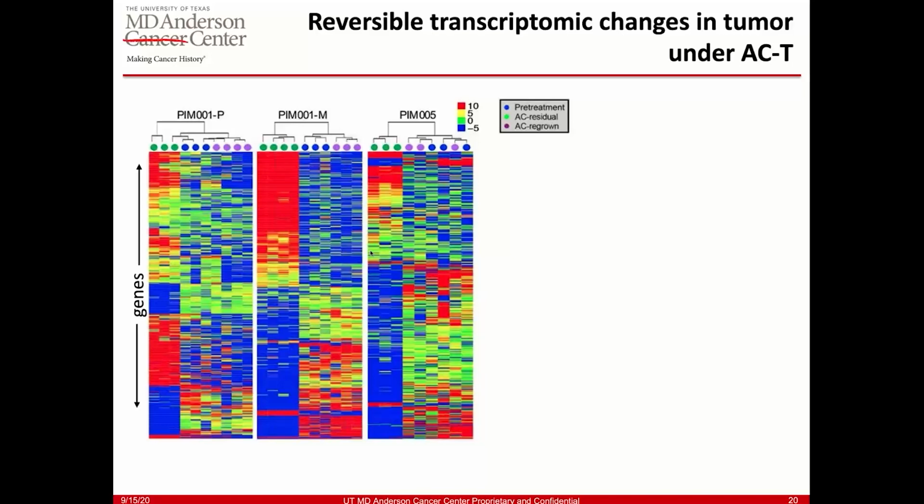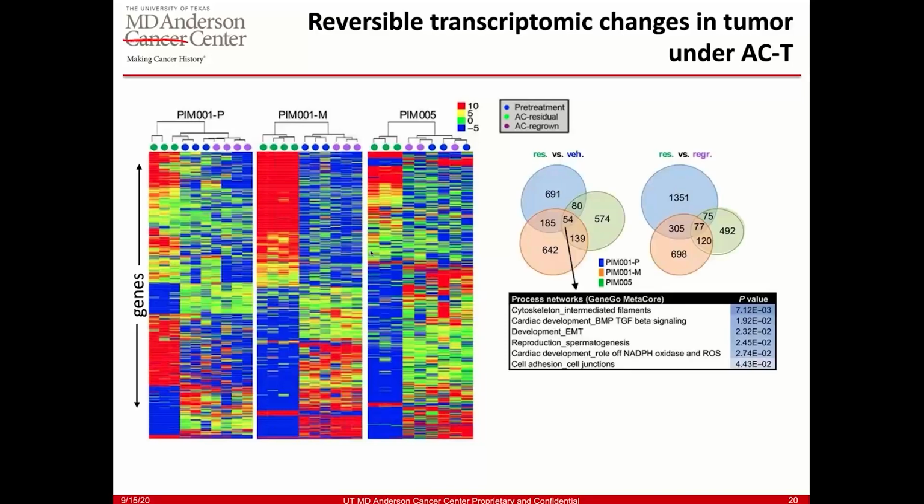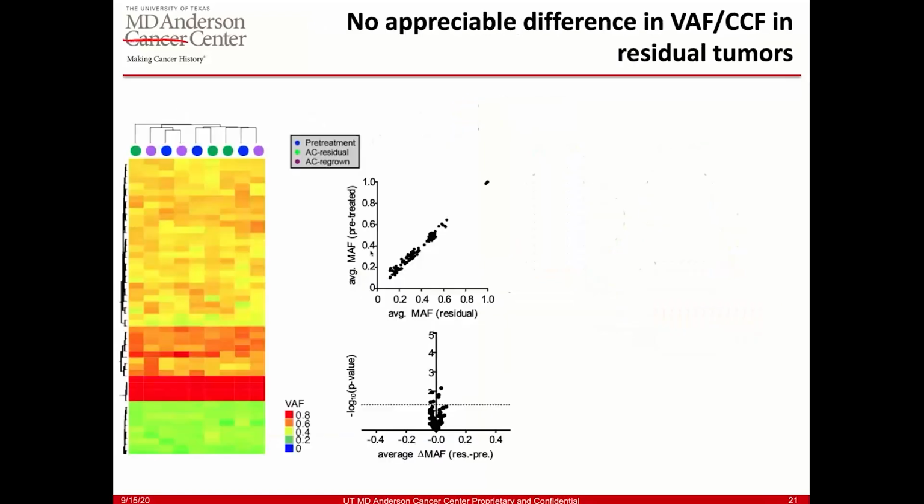What that suggests is that after treatment, of course, the tumor responds and transcriptionally the pathways change. But after a certain time, after the lineages have stabilized and the dominant subclones have come in, then finally the regrown tumor looks very similar to the pre-treatment tumor. If we compare the regrown tumor versus the residual tumor versus the vehicle, we see several pathways like cytoskeleton, cardiac development, spermatogenesis, etc.